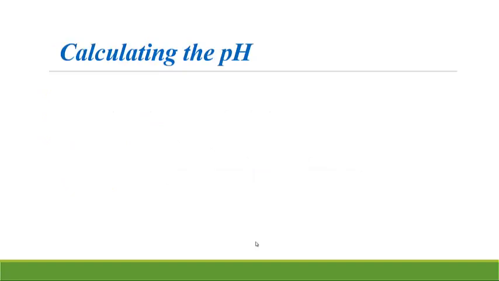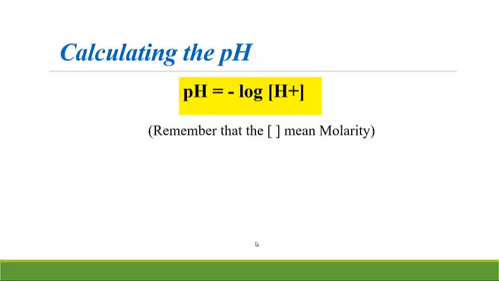So today we're going to learn how to calculate the pH. The equation for it is pH is equal to the negative log of the hydrogen ion concentration. For some of you, this may be the first time you've seen logs and worked with them, so if you're having problems with this after the video, come see me and we'll help you. Remember, those brackets mean the concentration of the hydrogen ion, so we'll have to be able to figure that out.